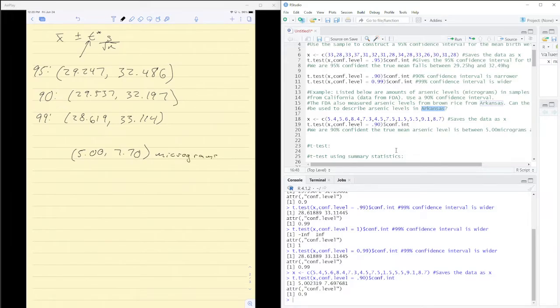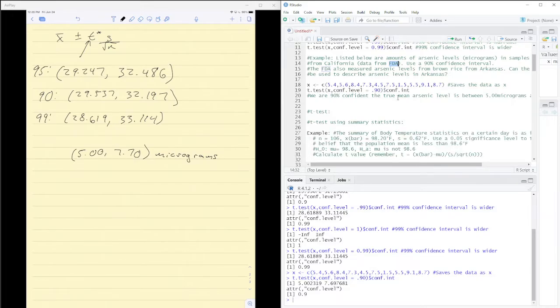So what would happen is the FDA, I believe this is Federal Drug Administration, has its own benchmarks, its own thresholds for what is an unhealthy amount of arsenic levels. And if that level is within this range, then we would say that the brown rice is not healthy to eat, and there'd be a lot of health concerns regarding that. Okay.